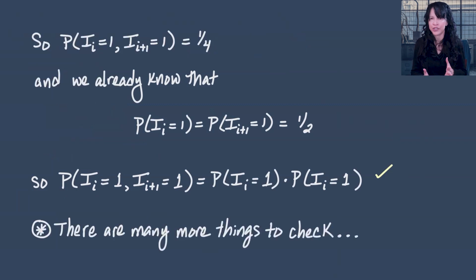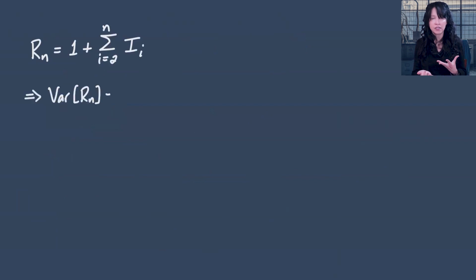Lots of other things to check, but it's all pretty straightforward. So let's go back to our total variance calculation. R sub n was 1 plus the sum as i goes from 2 to n of I sub i. The variance of R sub n is the variance of this quantity. Having a 1 plus doesn't affect the variance.